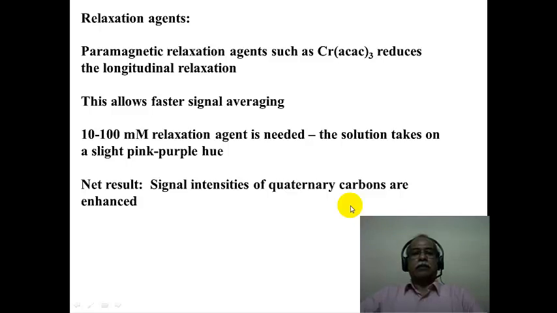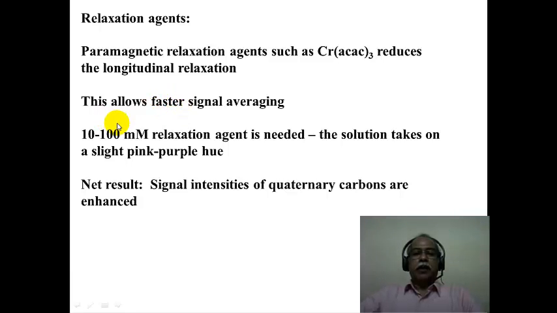In order to relax the carbon-13 nucleus back to the ground state, there is a technique available wherein a paramagnetic relaxation agent such as chromium acetylacetonate is added. It reduces the longitudinal relaxation period. In other words, it allows the carbon nuclei to relax much faster. Therefore, faster signal averaging is possible. You don't have to wait for the pulses to be given with long delay durations.